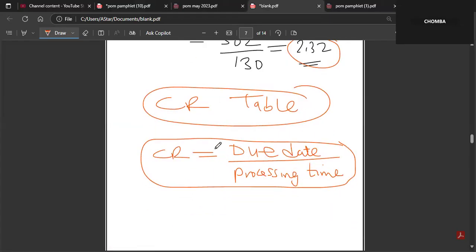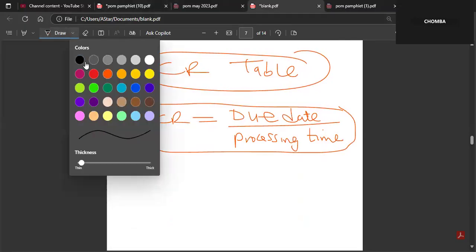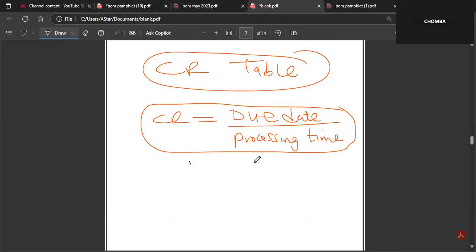So now you do the critical ratio table. For ranking with the critical ratio, you use the formula first: due date over processing time. Rank jobs based on the minimum ratio.